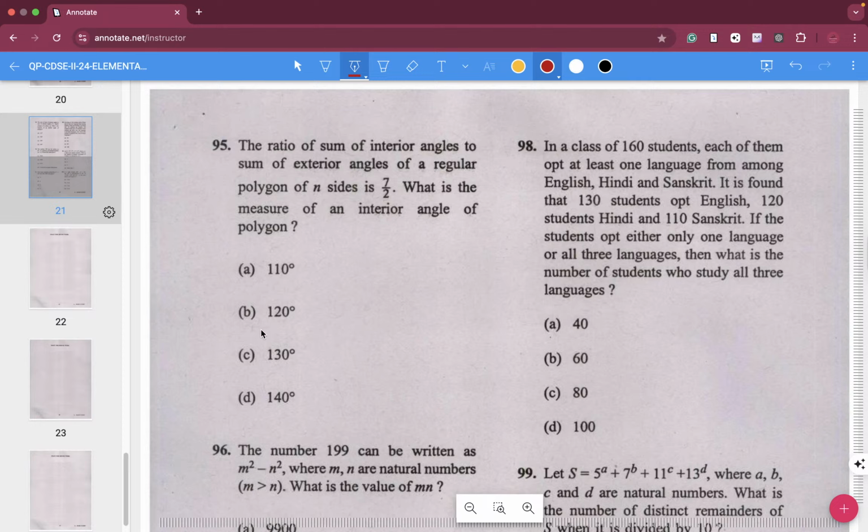The ratio of the sum of the interior angles to the sum of the exterior angles of a regular polygon of n sides is 7:2. So n times interior angle divided by n times exterior angle is 7:2. This means 2 times the interior angle is equal to 7 times the exterior angle, so interior is 7 and exterior is 2.